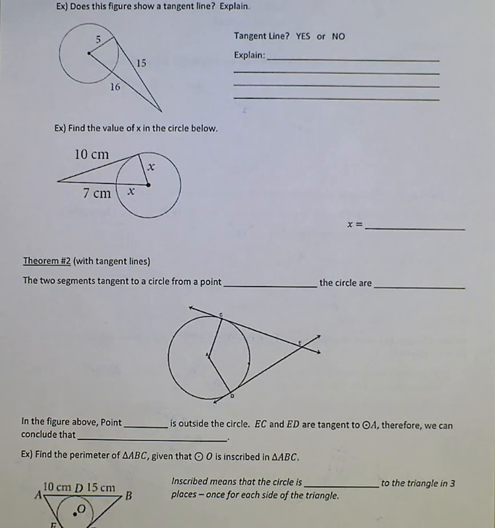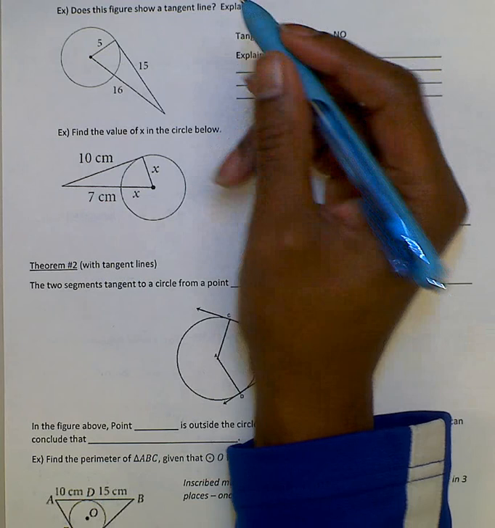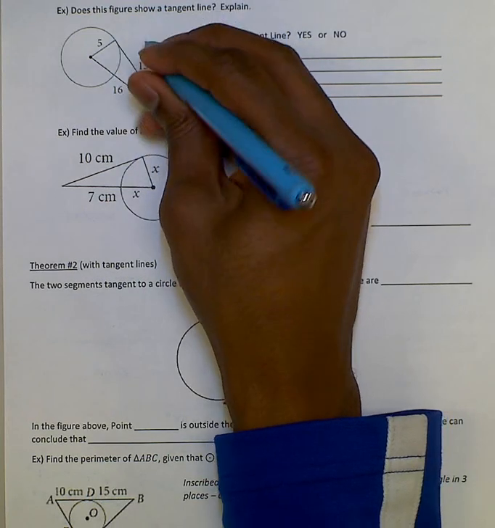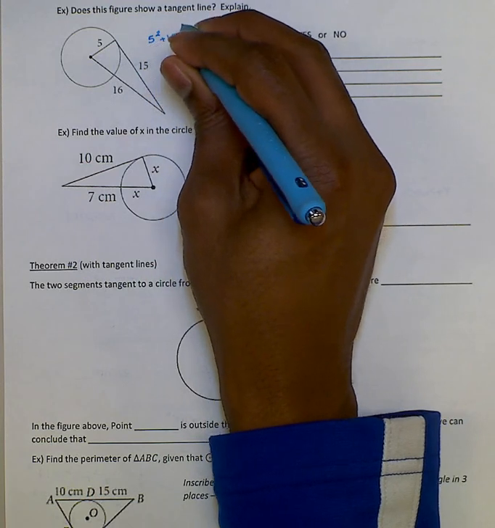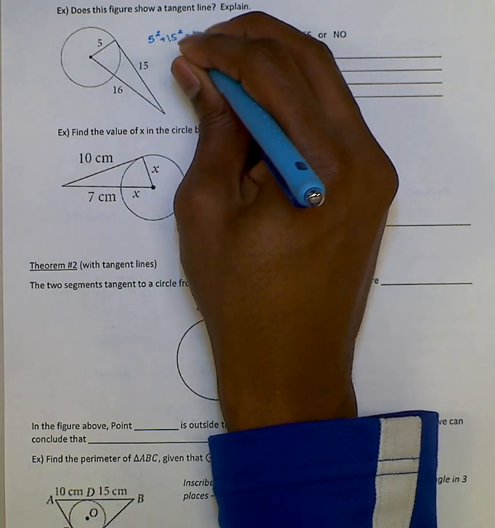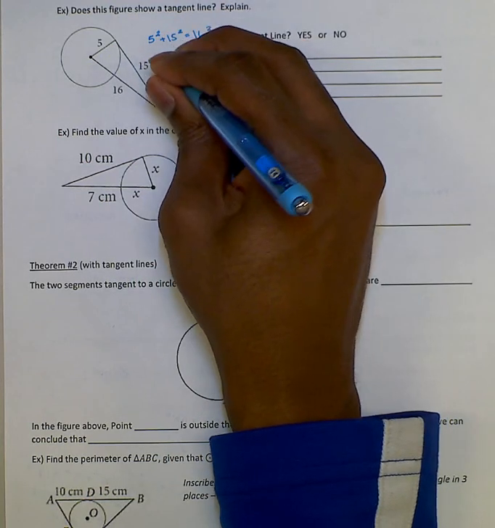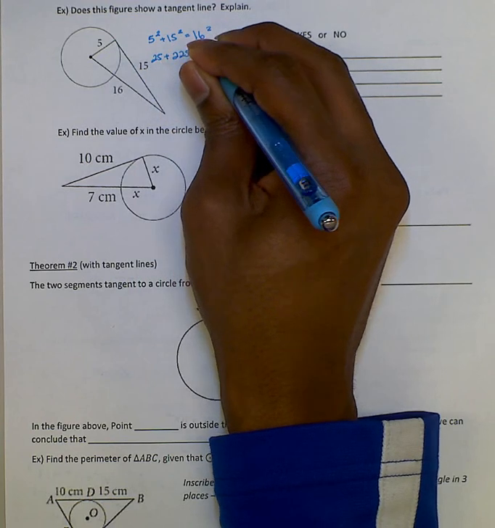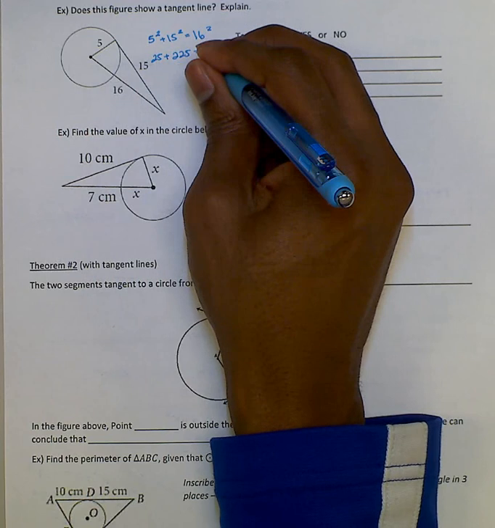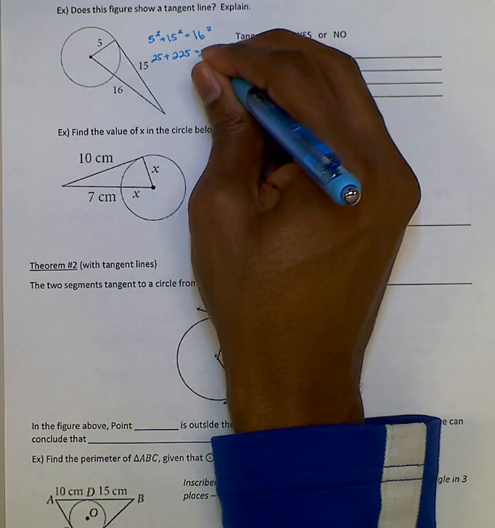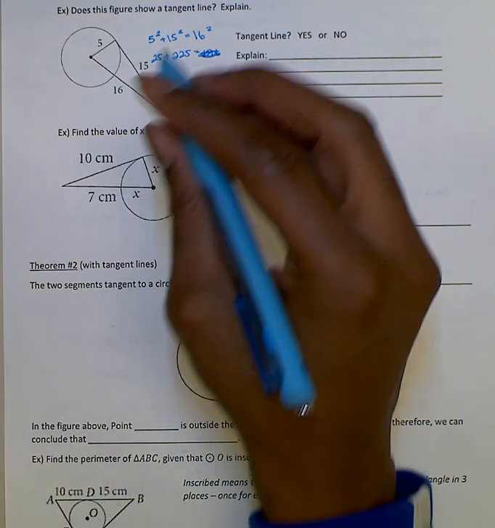But we do see a triangle. If this is tangent, then this will be a right triangle. And so we can test this out by using Pythagorean theorem. If Pythagorean theorem works, then we know that it's a right triangle. 15 squared, 16 squared. So does this work? 25 plus 225 equals, what's 16 squared? 196? Nope, can't be 196. 16 squared is 256. There we go.